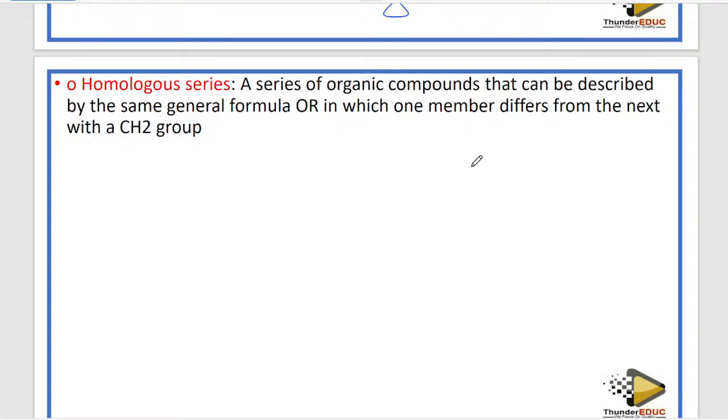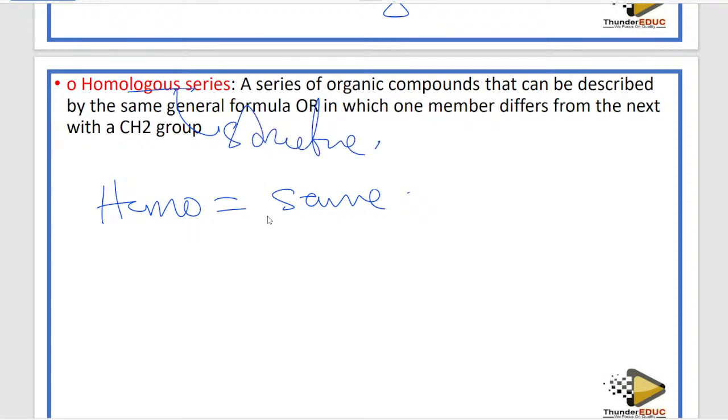Homologous series. Here, the story begins. When you talk about homo, in science it means the same. Logos means the structure, meaning that these structures have something in common. They have the same structures, or the same general formula. The general formula, for example, we shall see when we go to alkanes or alkenes.